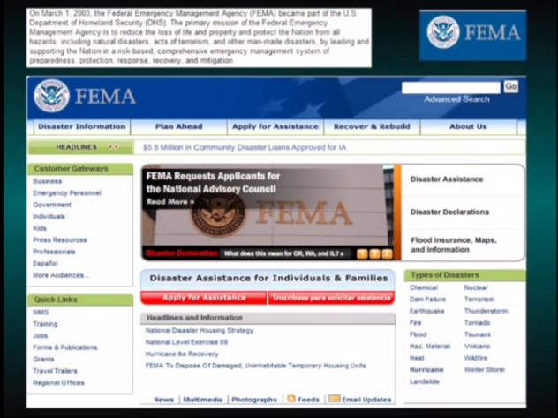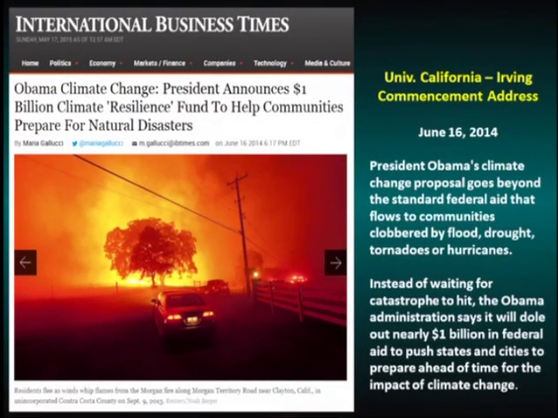Every country already has an agency, a civil defense planning agency, in the United States, FEMA, which is charged with doing just those things. You probably don't know, and certainly the president doesn't know, but he, last year, in a speech at the University of California, made the following comment. Instead of waiting for catastrophe to hit, the Obama administration says it will dole out $1 billion for a resilience fund to prepare for and adapt to climate change.